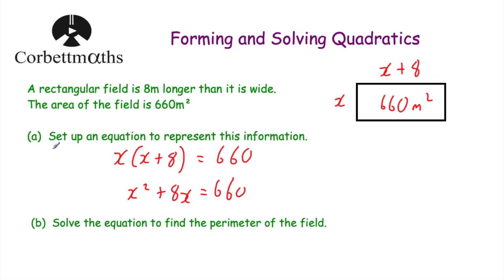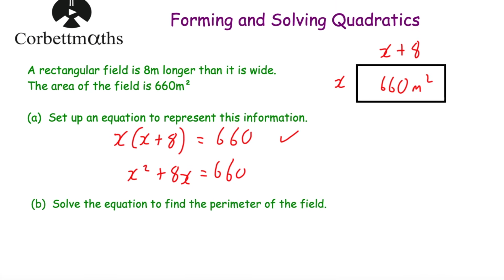And that's it. If part A had actually asked us to get the equation in a particular form, for instance ax squared plus bx plus c equals 0, I would then take away 660 from both sides of the equation. But the question didn't ask us to do that, so I would probably just leave it like this, and that would be my equation.